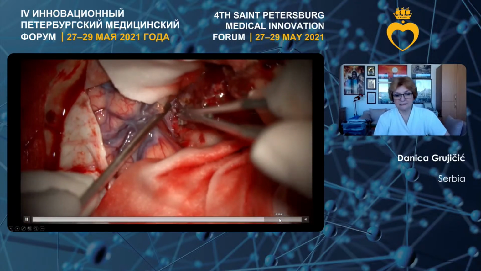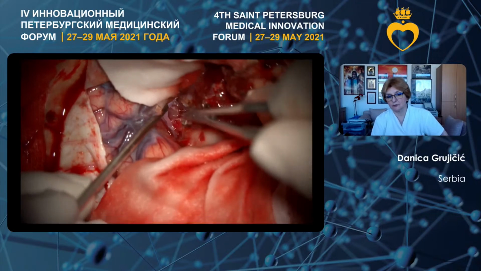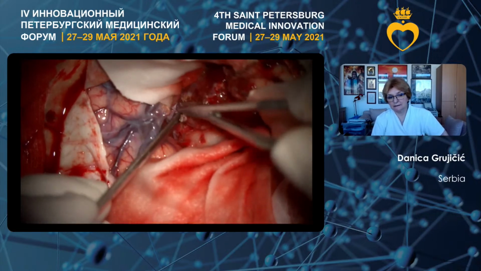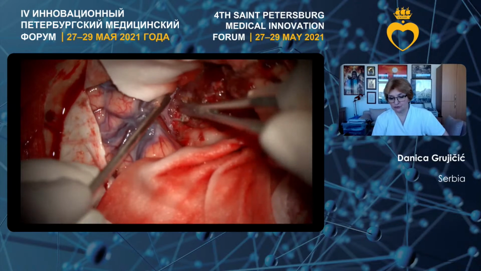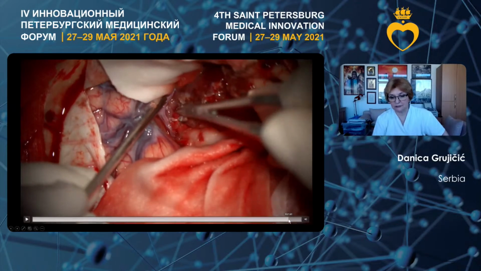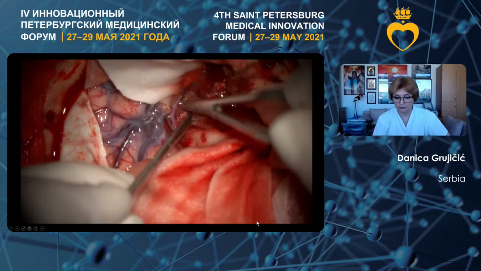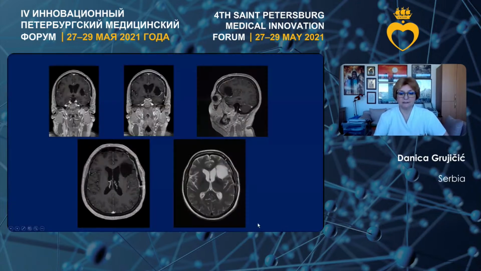That's it. One has to be very careful when making manipulations next to the blood vessels. My colleagues, neurosurgeons, know that very well. So I won't continue this video. That's the result, the CT after the surgery.